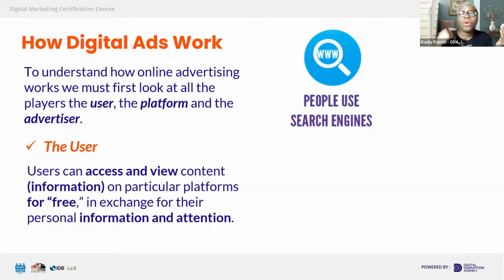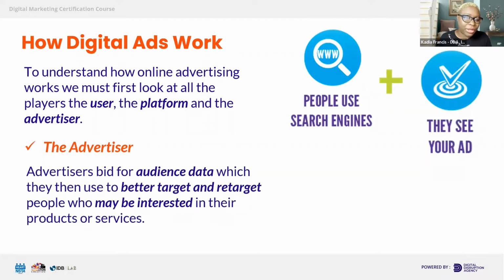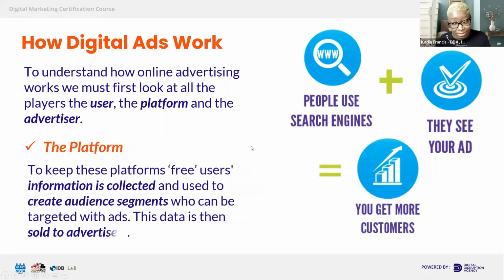So really, what is happening on these platforms is, the more viewers they have, the more users they have, the more information they can collect, and the more attention they can give to a particular advertiser or brand or whatever, right? So in this graph, we talk about people using search engines, but it's not just search engines. It's social media, it's websites in general. We use the internet in general, right? Let's look at the second player, which is the platform.